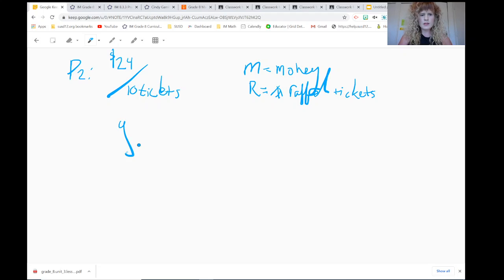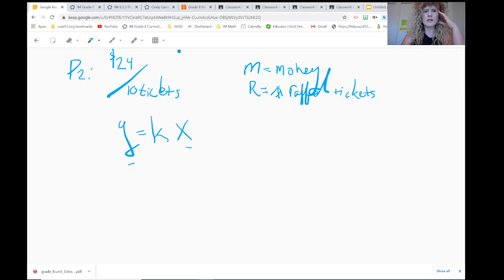Okay, normally we write our equations in the form y equals the rate times x. But we're not using y and x. We're using m and r. So which one of these is y and which one of these is x? Which one goes here and which one goes here?